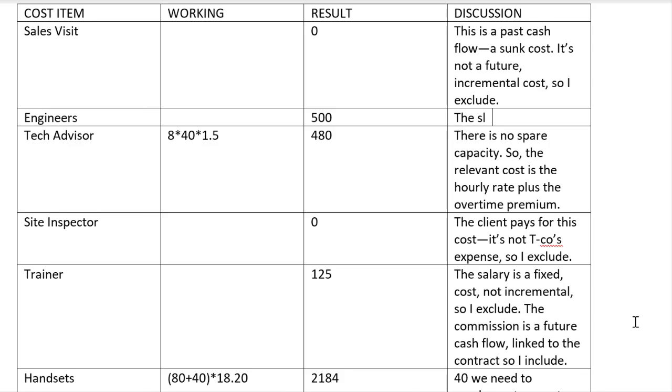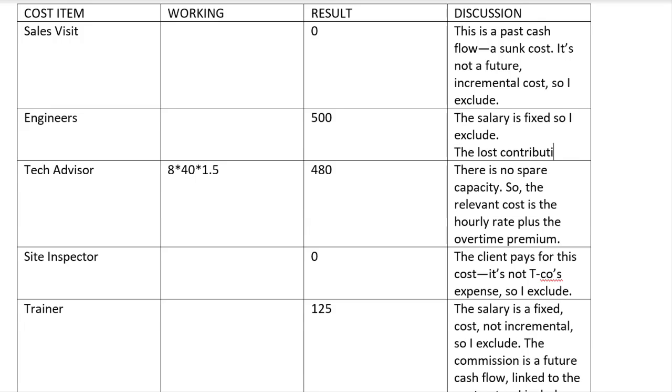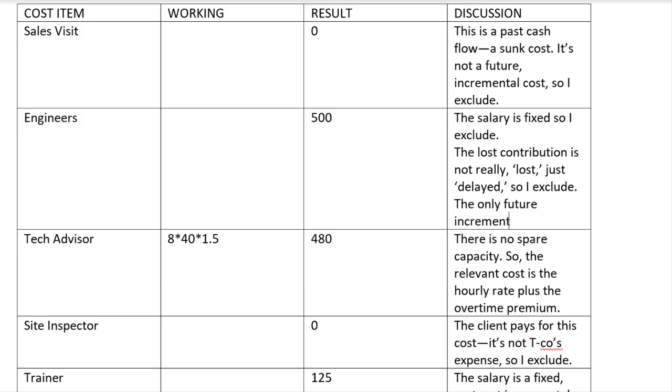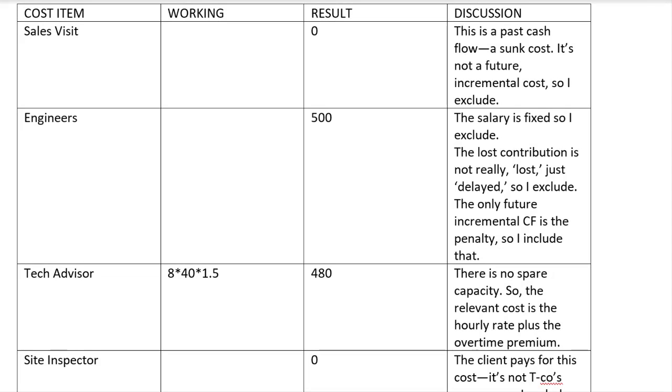Okay, the salary is fixed, so I exclude. The lost contribution is not really lost, it's just delayed a little bit, so I exclude that. The only future incremental cash flow is the penalty, so I include that. Guys, I think there were 3 marks for this, and I got the 3 marks.